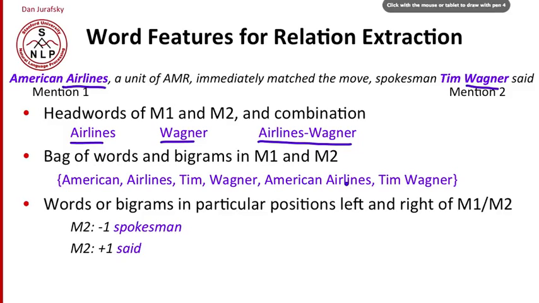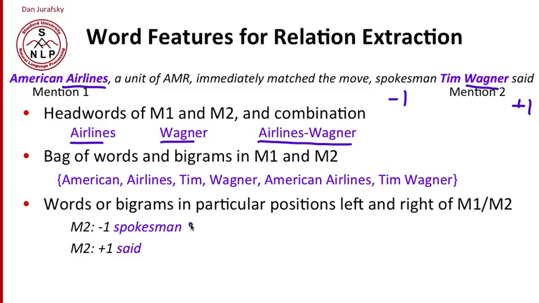And we might pick words or bigrams that are in particular positions to the left and right of the two mentions. So for example, the word before mention 2, so we'll call this word -1 with respect to mention 2, is the word spokesman. And the word after mention 2, so we'll call this the word +1 with respect to mention 2, is the word said. Or after mention 1, if we're counting punctuation, our first word there is a comma. If we're not counting punctuation, our first word is a. And the word before American Airlines is nil. There's no word before American Airlines.